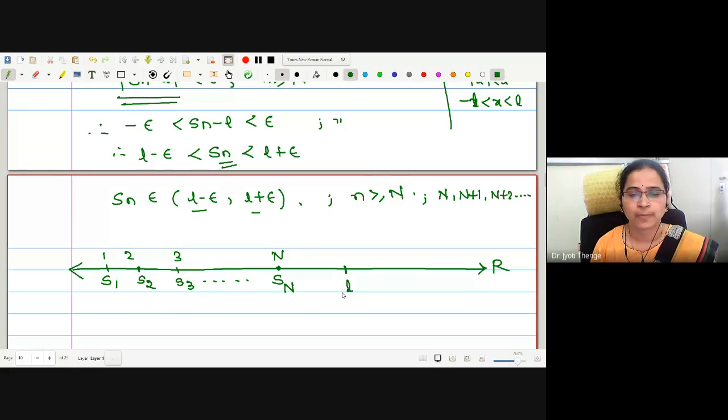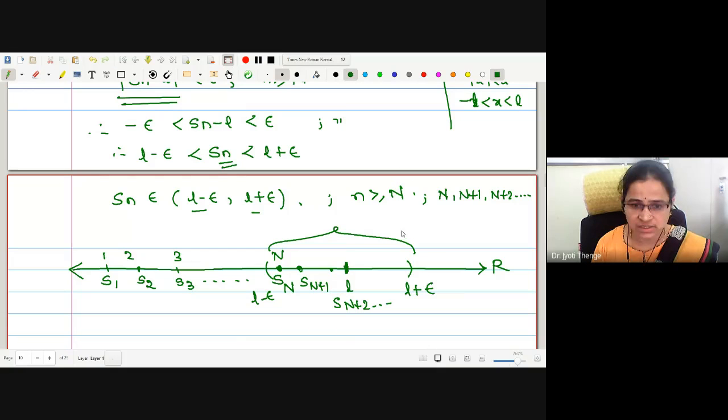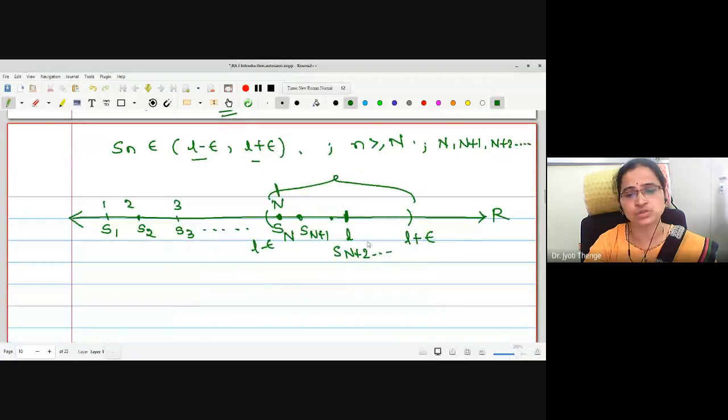Then we have to find the open interval around L with distance epsilon on the left and distance epsilon on the right also. Let me mark the positions somewhere here. This is L plus epsilon and this is L minus epsilon. All the sequence points Sn, Sn+1, Sn+2 are going to fall in this open interval, and whenever such an N exists, we say that the sequence converges to a limit L.